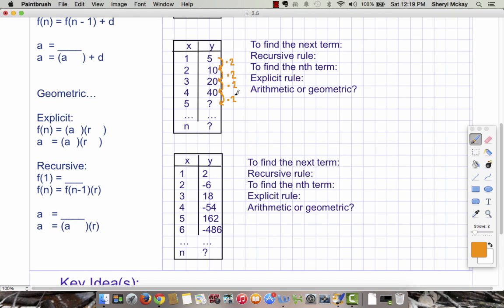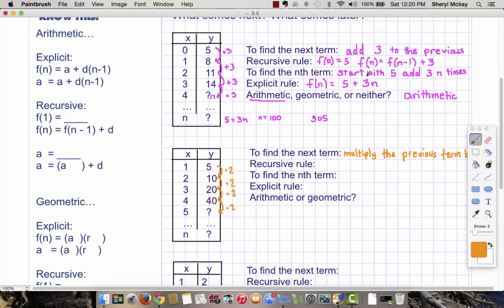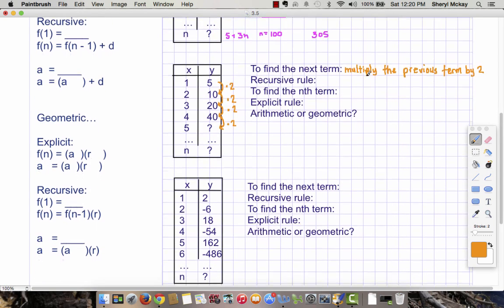So to find the next term, we are going to multiply the previous term by 2, right? Multiply the previous term by 2. Up here, we added 3 to the previous term. Now we're multiplying the previous term by 2. So we're multiplying by 2. We're doubling the previous term.